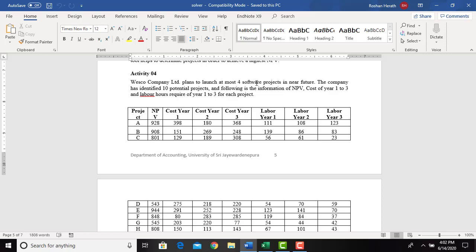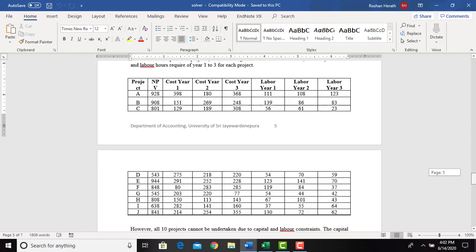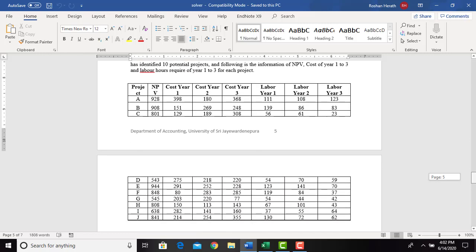The company has identified 10 potential projects and following is the information of NPV, cost of year 1 to 3 and labor hours required of year 1 to 3 for each project. So now we are given the information about the 10 projects, 10 viable projects, 10 feasible projects, project A, B, C, D, E, F, G, H, I, J, likewise. Then they have worked out the NPV and they are given the NPV of each of these projects as well. And also the investment that it requires for each of these projects is also given.